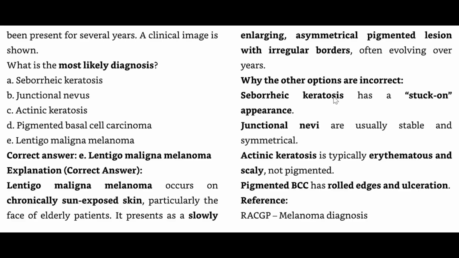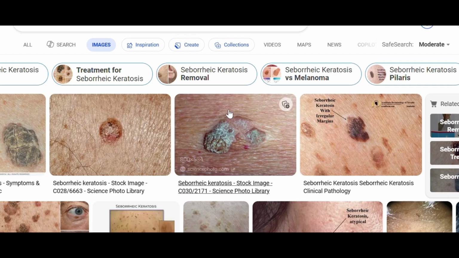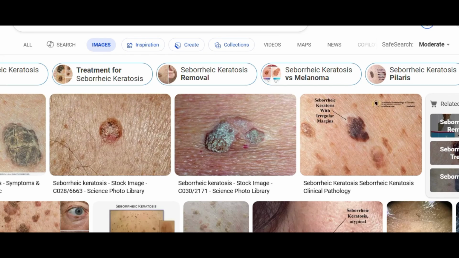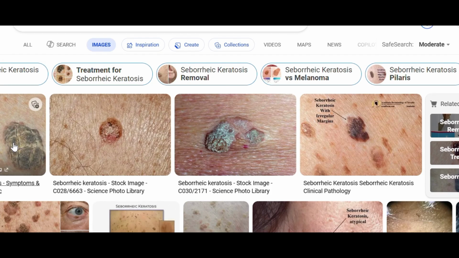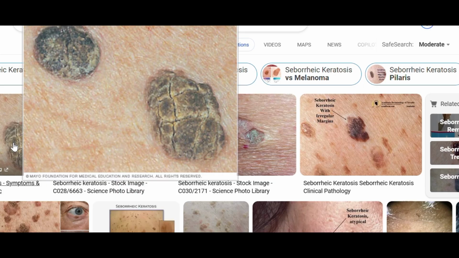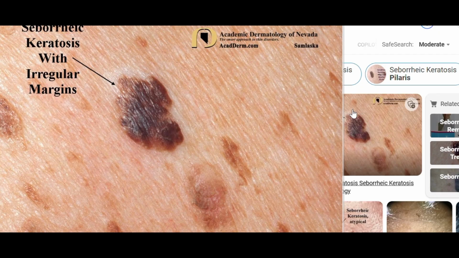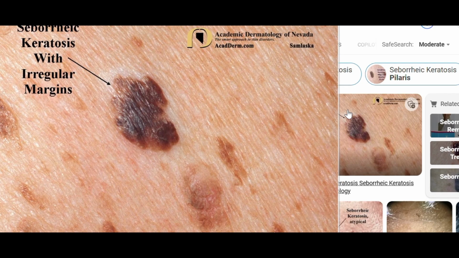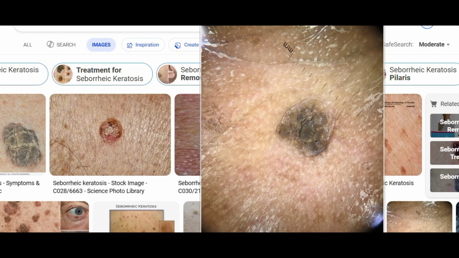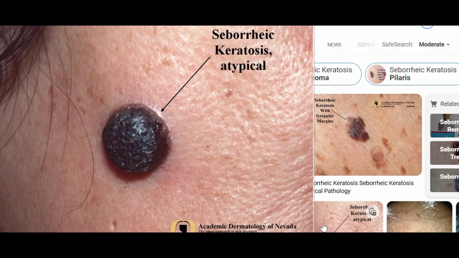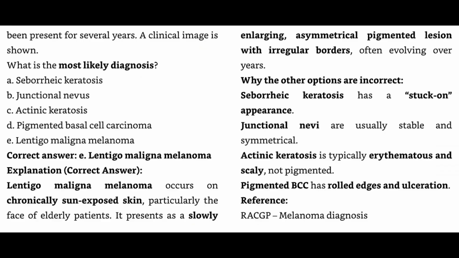Seborrheic keratosis. This is an example of seborrheic keratosis. Seborrheic keratosis has a stuck-on appearance. This is the seborrheic keratosis, and this is the stuck-on appearance.